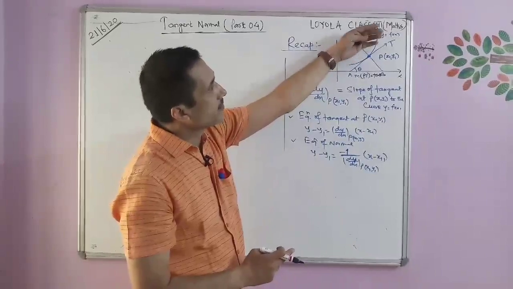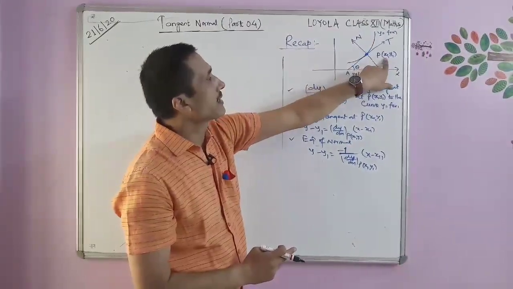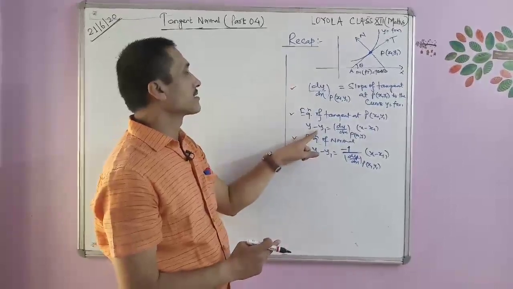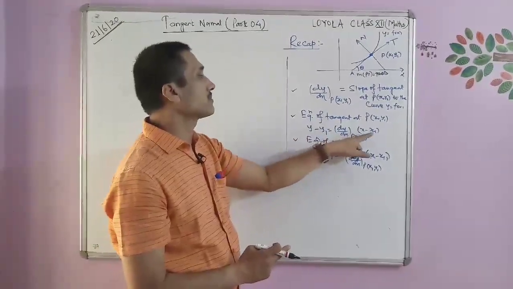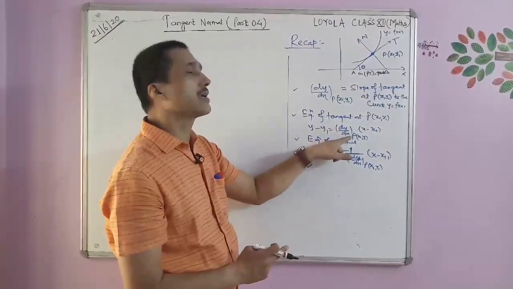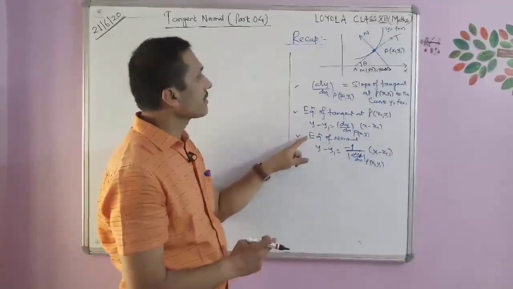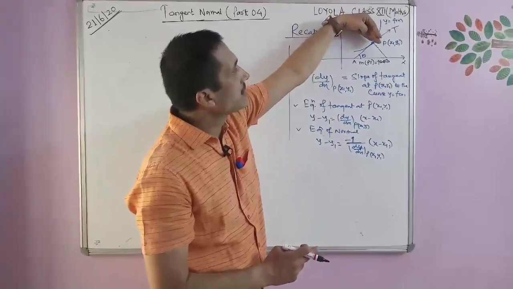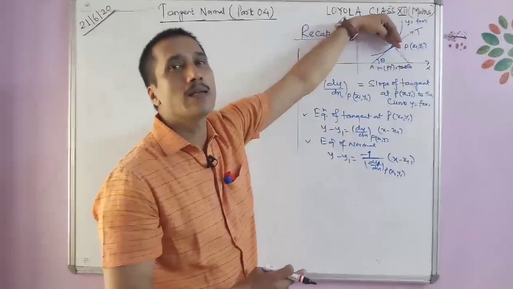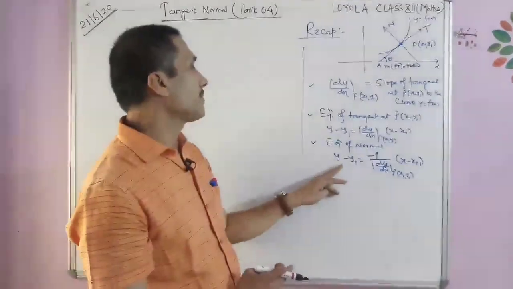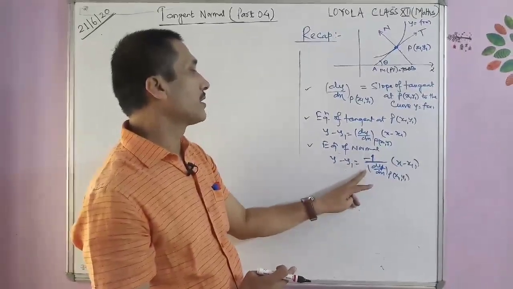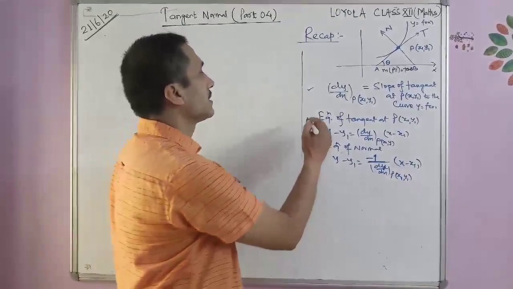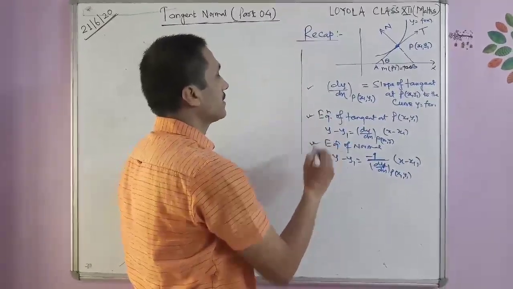Next, equation of tangent at P(x1, y1): equation of line passing through point (x1, y1) and having slope m is y minus y1 equals m into (x minus x1), that is, dy by dx at P(x1, y1). Slope of tangent is m, slope of normal is its negative reciprocal, minus 1 by m. So y minus y1 equals minus 1 upon dy by dx at P(x1, y1) into (x minus x1). These are some main points of this chapter.